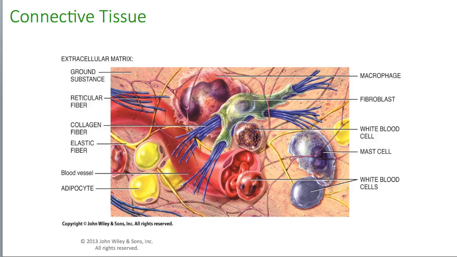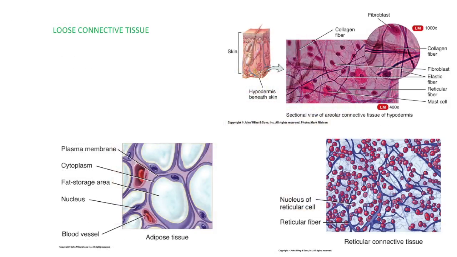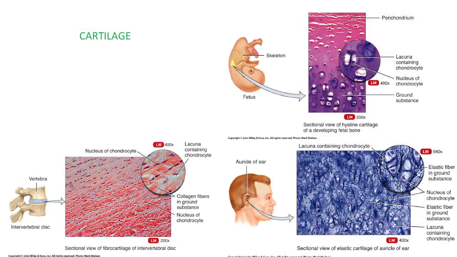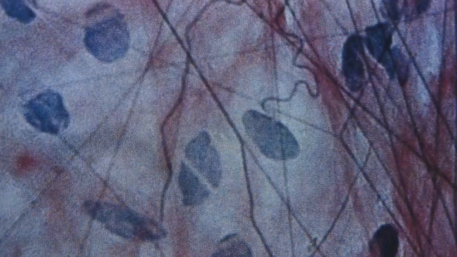Now we're going to talk about the second type of tissue, connective tissue. Connective tissue is specialized to support the body and its parts, connect and hold them together, transport substances through the body, and protect it from foreign invaders. The cells in connective tissue are often separated by large quantities of matrix.